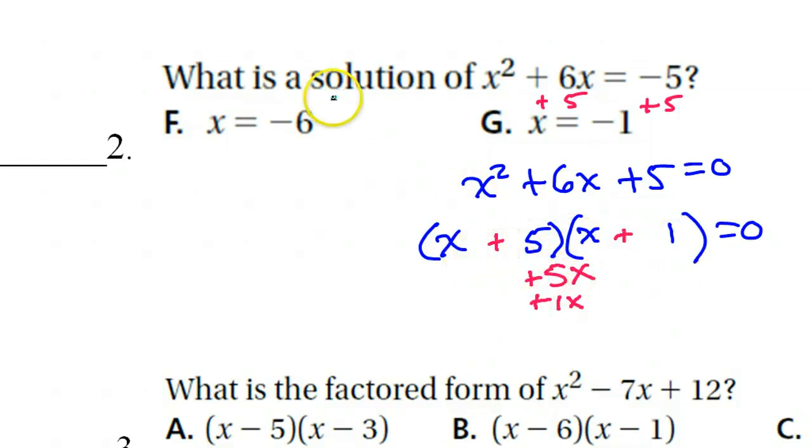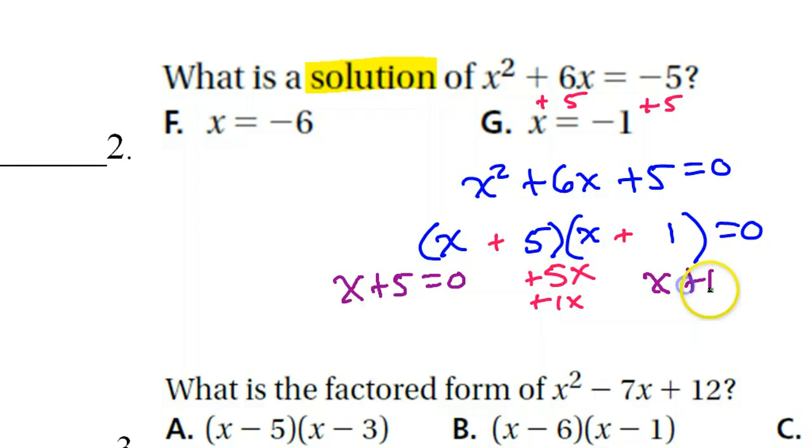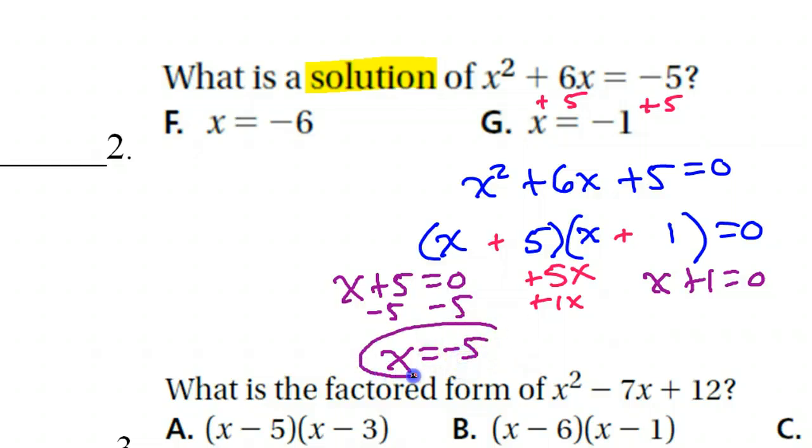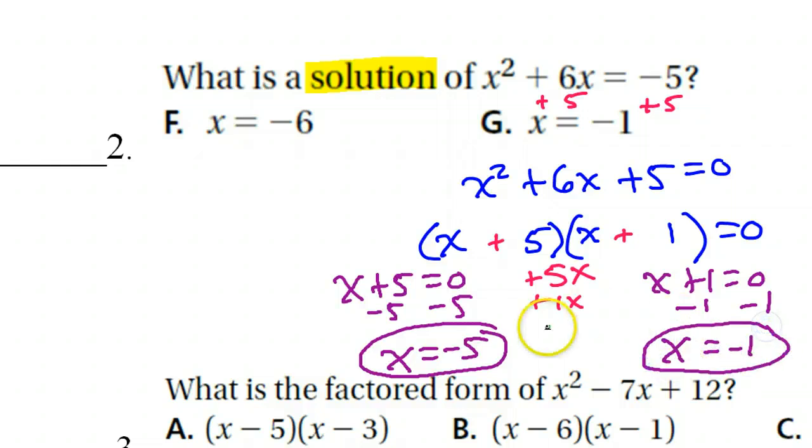So, we're looking for solutions though. So to find the actual solutions, we need to take these two factors and set them equal to 0. So x plus 5 equals 0 and x plus 1 equals 0. Subtracting 5 from both sides gives us x equals negative 5. And subtracting 1 from both sides gives us x equals negative 1. So these are the two solutions we have, negative 5 and negative 1.